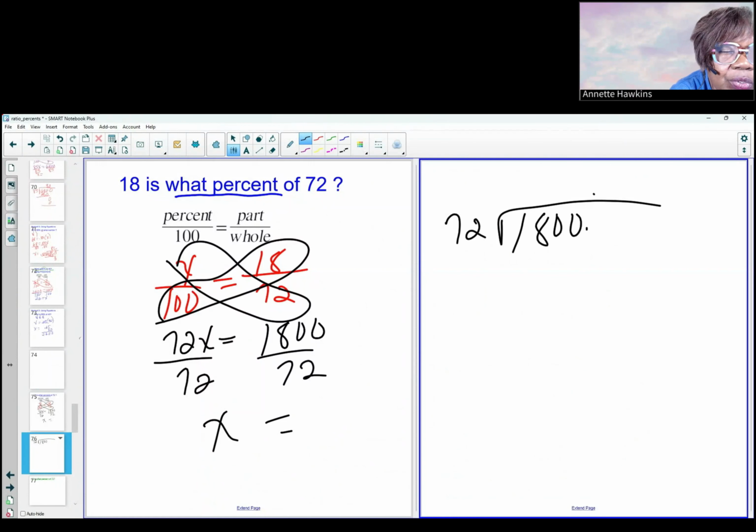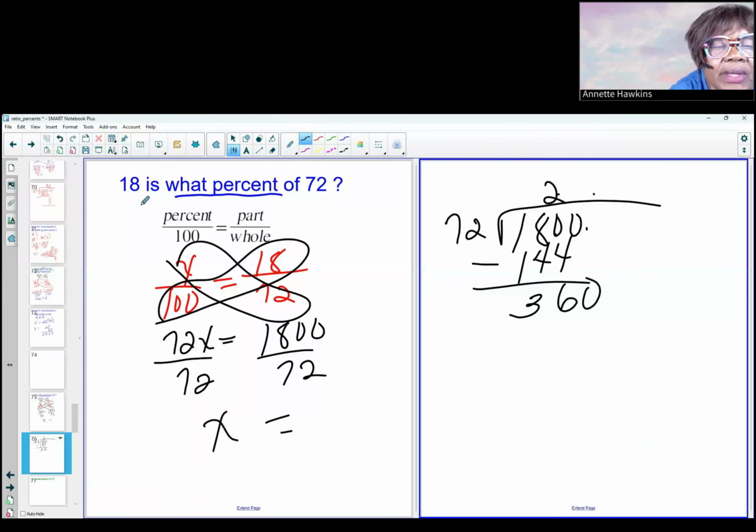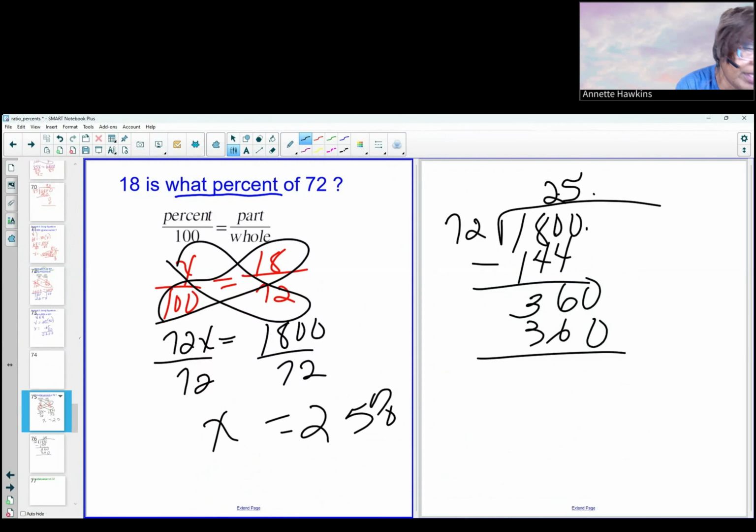Okay, so 72 will go into 180 2 times. 2 times 72 is 144. Subtract, 6, 3, and 0. 72 into 360 would be 5. And that's 360. So we get 25%. Okay. All right, let's do this the equation way.